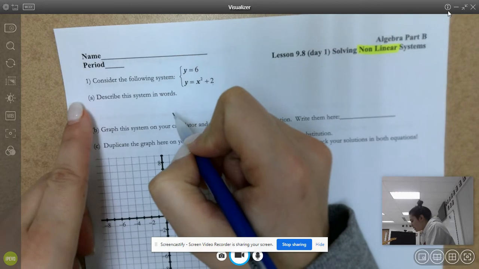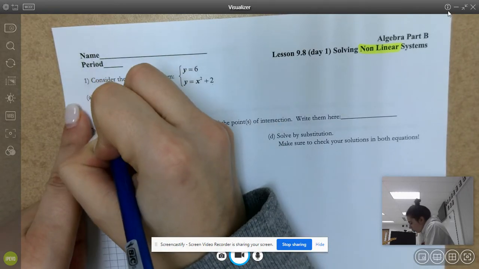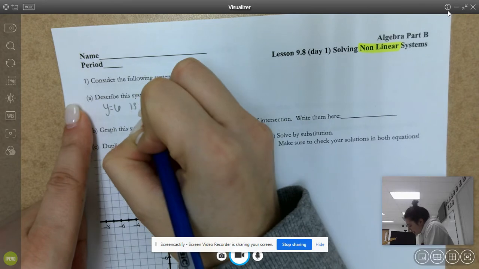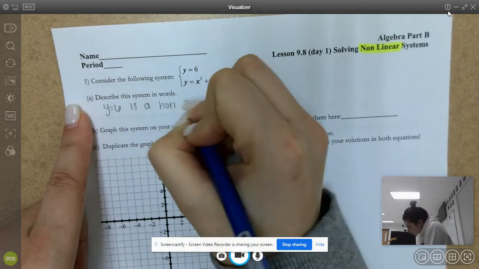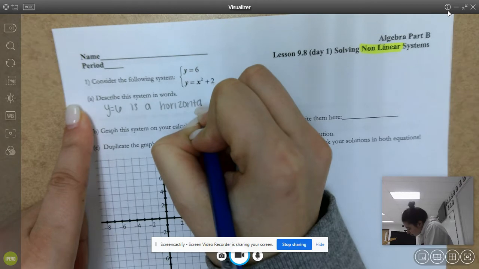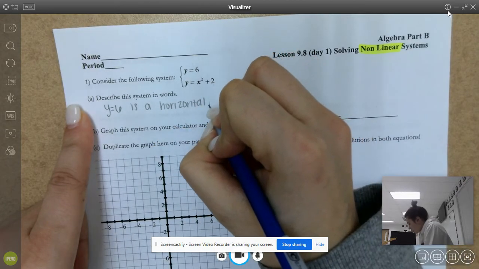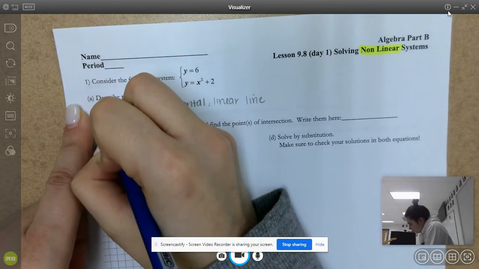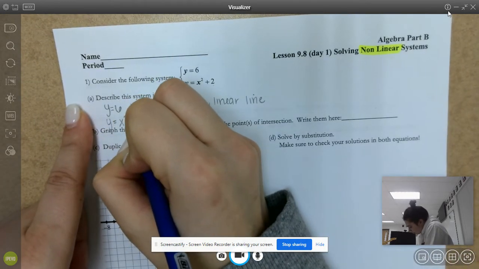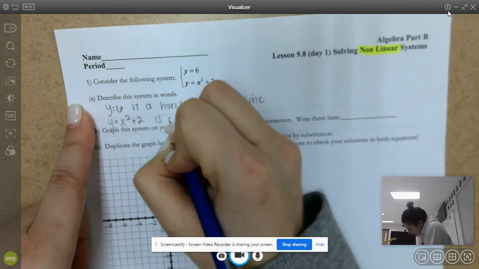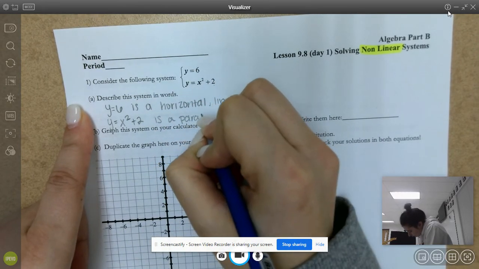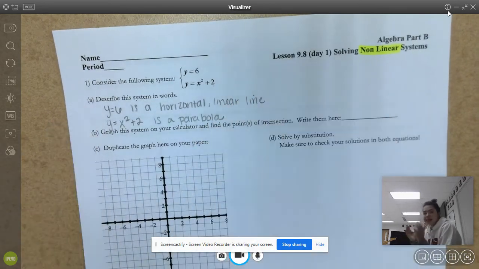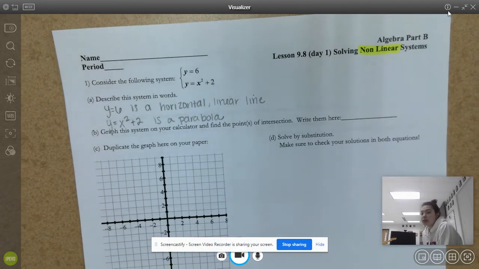If we wanted to describe this system in words, y equals 6 is a horizontal line, and it is linear. And y equals x squared plus 2 is a parabola. And if we remember that vocabulary word, parabola, that is that U-shaped figure that is graphed when we are looking at quadratics, so something raised to a power of 2.